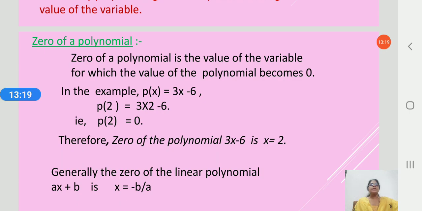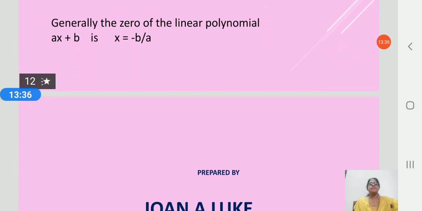Generally, for the zero of a linear polynomial ax plus b, x is equal to negative b by a. That is, we assume ax plus b equal to 0, ax becomes negative b, so x is equal to negative b by a. Because it is a linear polynomial, it has only one zero.